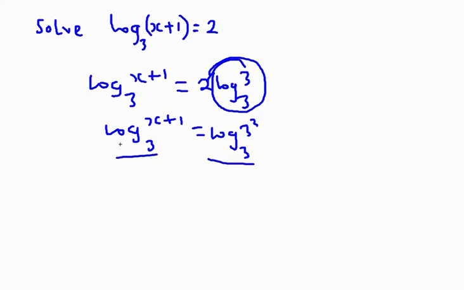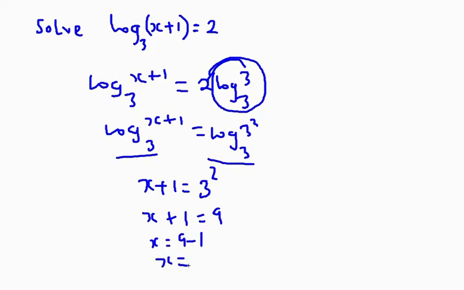Now since on the left hand side and on the right hand side the two logs are of the same base, I can equate the expression x plus 1 to 3 to the power of 2. So x plus 1 equals 9. 3 squared is 9, and x equals 9 minus 1, x equals 8.